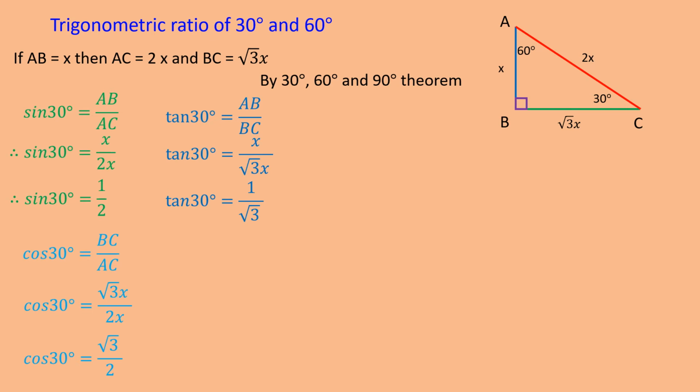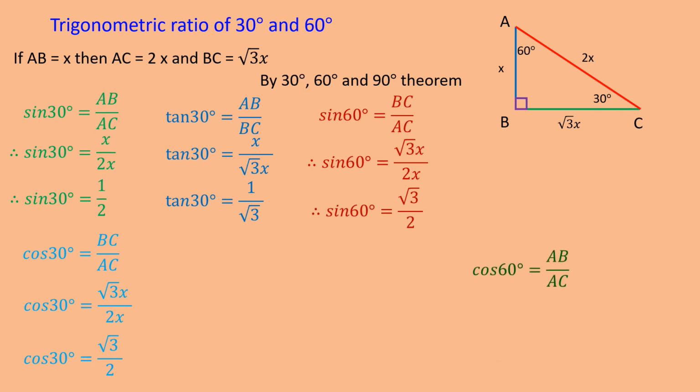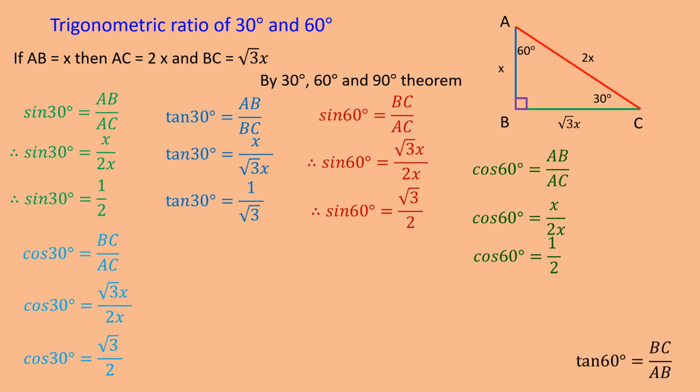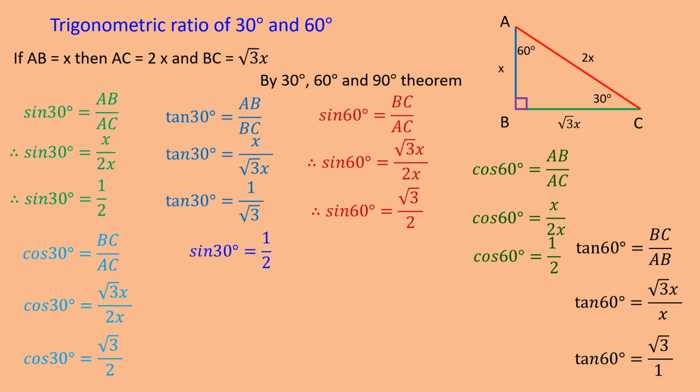Similarly, we are going to find out for 60 degree. So sine 60 is BC upon AC, which further simplify, we get it what? Sine 60 degree is root 3 upon 2. Cos 60 is AB upon AC, which will give to you x upon 2x, and cos 60 is nothing but half. Tan 60 is BC upon AB, so root 3x upon x. So the tan 60 is root 3 upon 1.